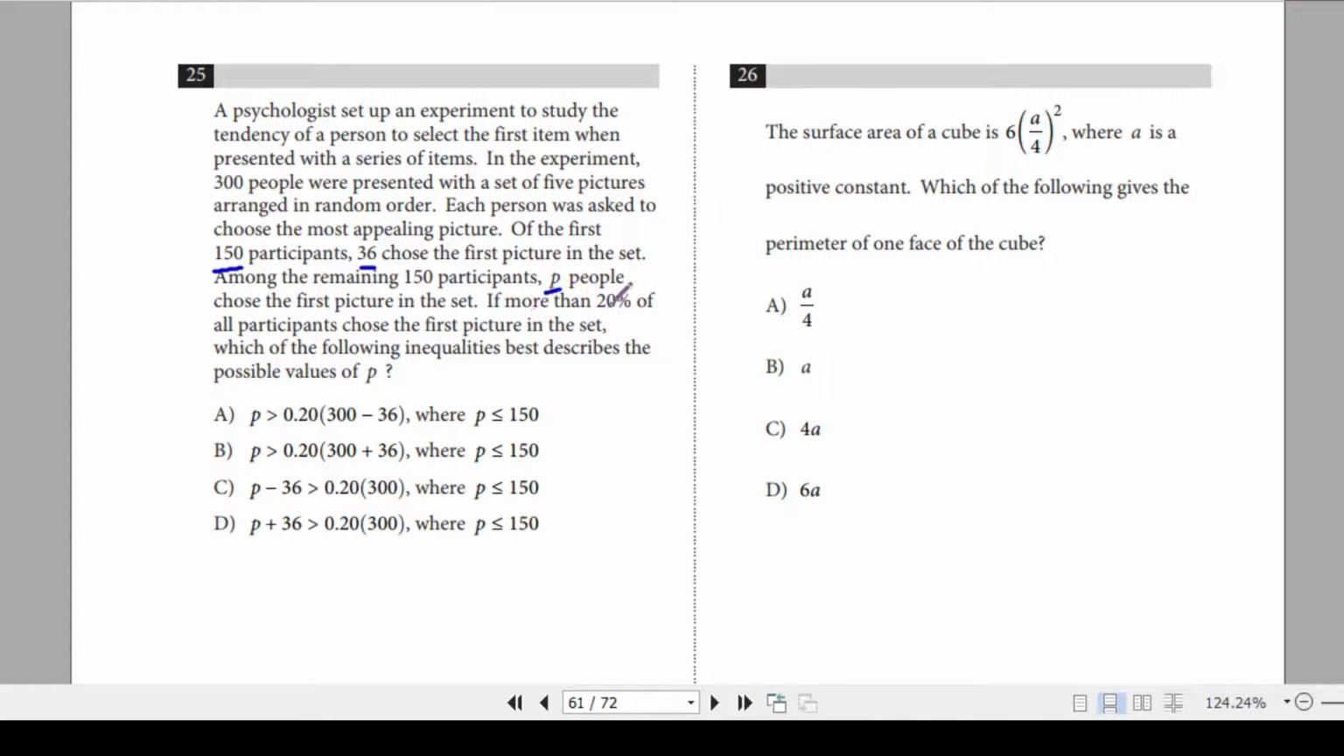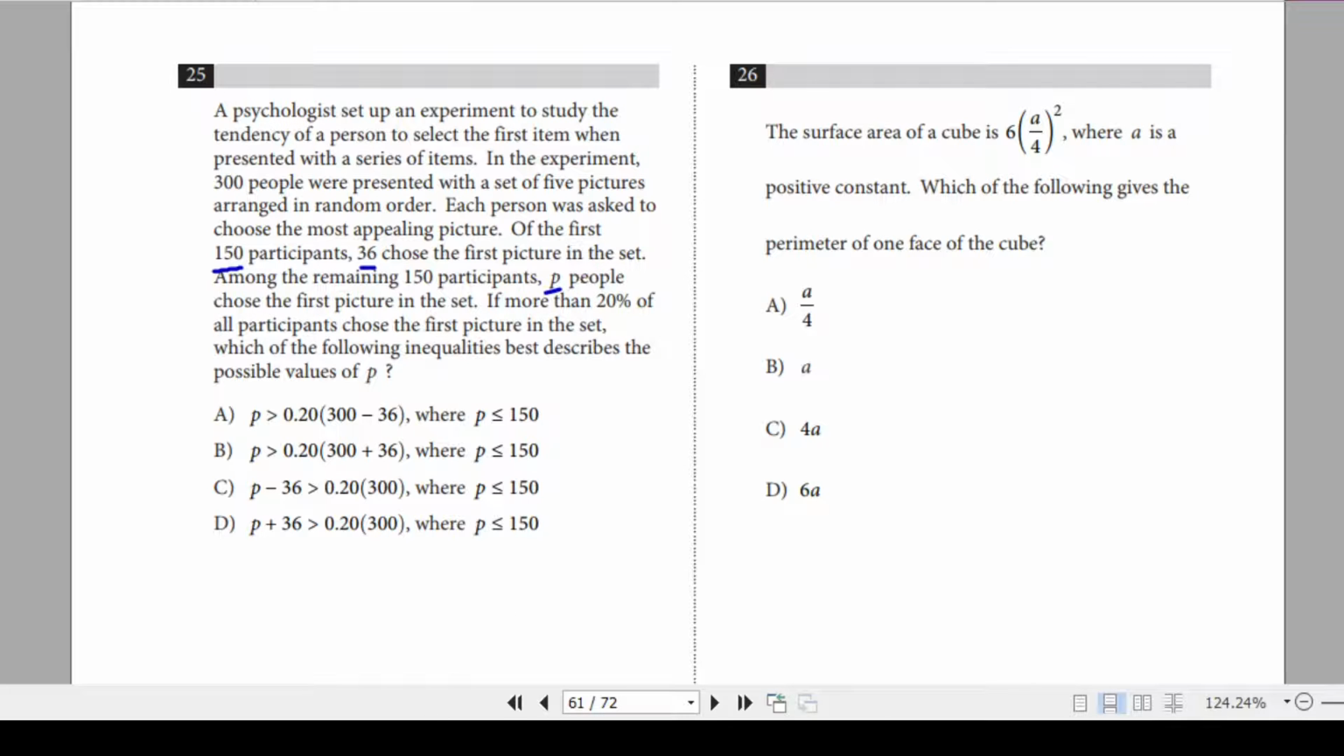If more than 20% of all participants, 300, chose the first picture in the set, which of the following inequalities best describes the possible value of P? Alright, P people were among 150. So they were told 300 people. You divided it into two groups of 150, and from those 150, 36 chose the first picture. And from the other 150, P people chose the first picture.